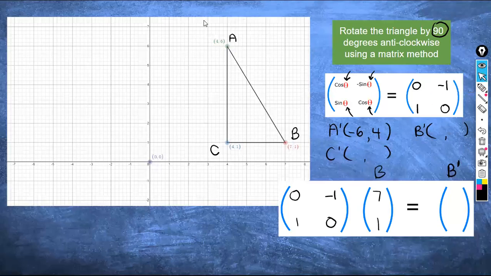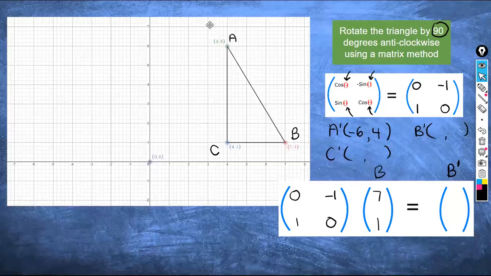Give you a minute again. For B, I am getting minus 1, 7. Minus 1 for the X and 7 for the Y. Well, a lot of people are sending me the answers, so I know you're getting through. The majority of students are getting through. So you just have one more point to do, right?